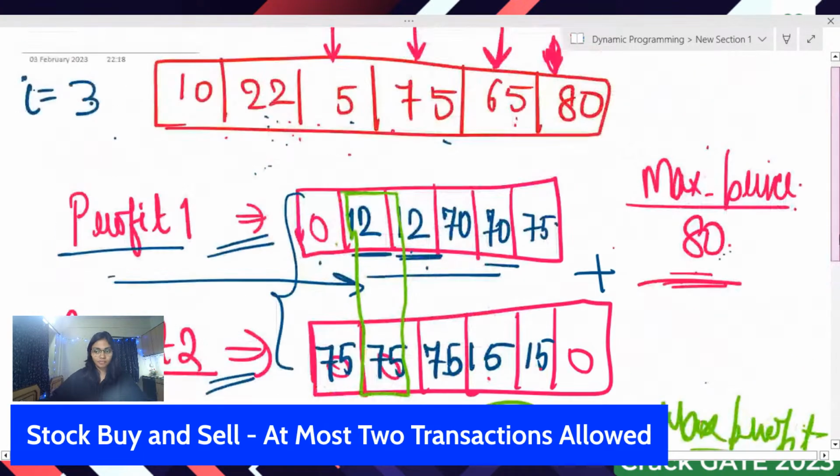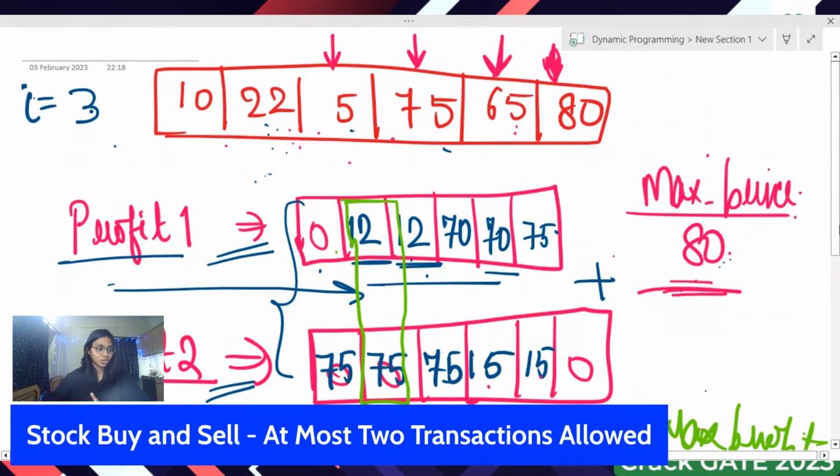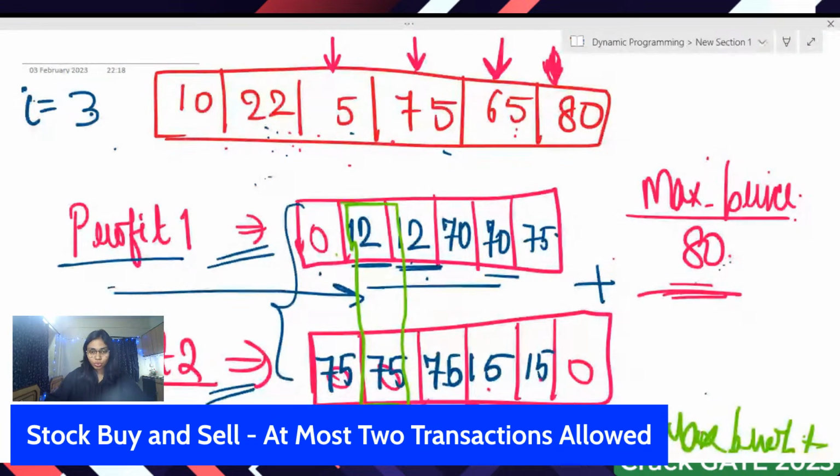So for these two transactions there is no new concept that we use. We just use the concept of one transaction that we did in the previous session. The only difference is that in the previous session we were traversing from the front of the array, but as here two transactions are allowed, you need to do one traversal from the end of the array as well. So just create two arrays and do these two traversals, and at whatever point you are getting the maximum value, that will be the maximum profit. That is how you approach the question when two transactions are allowed. And now let me just show you the code for this.